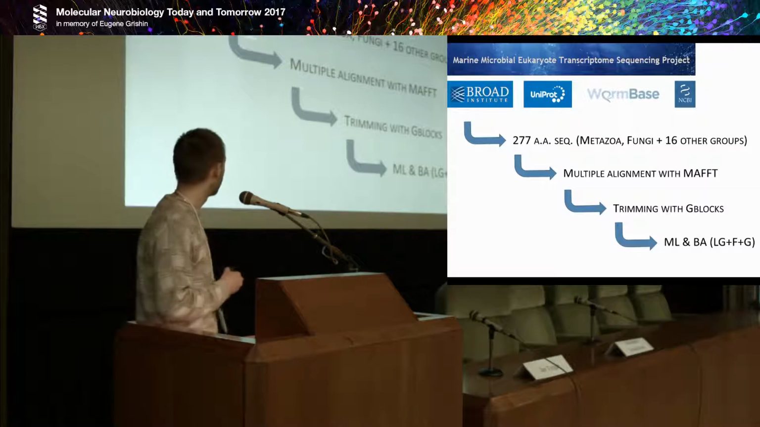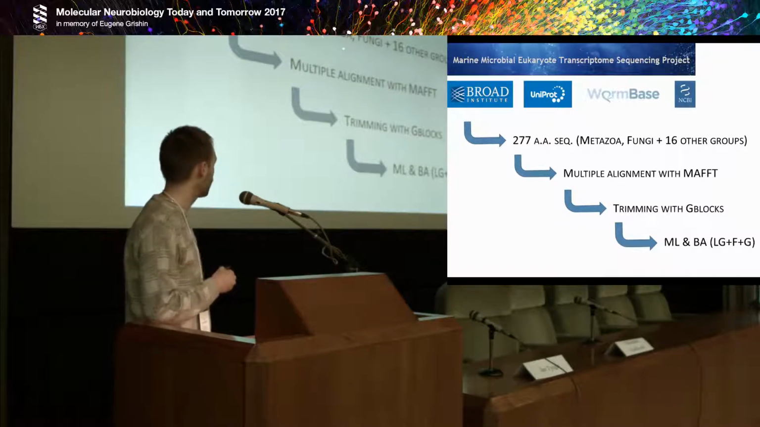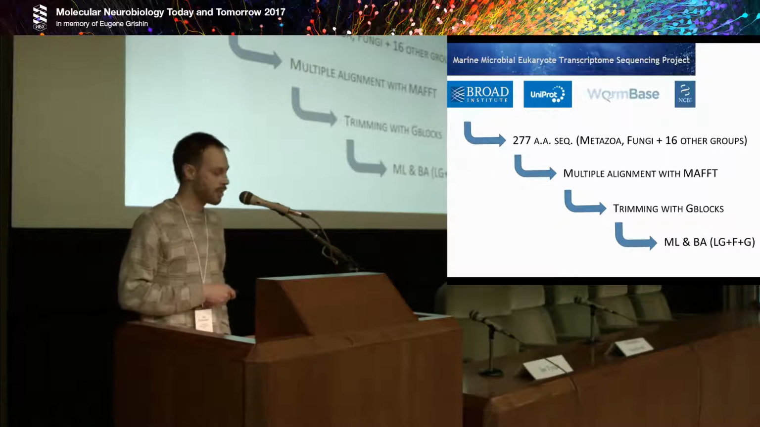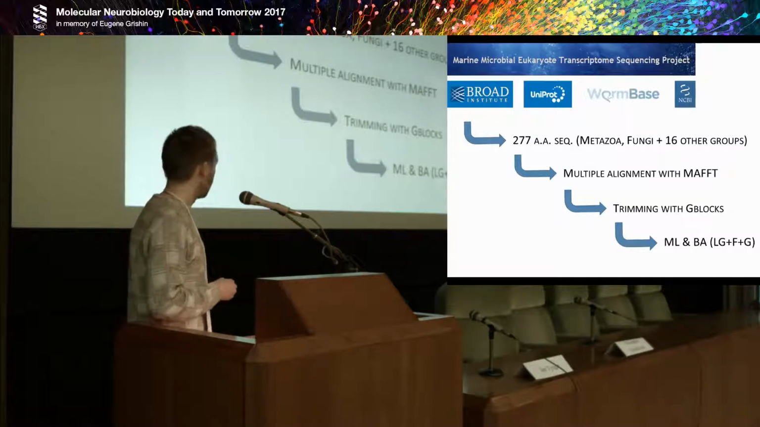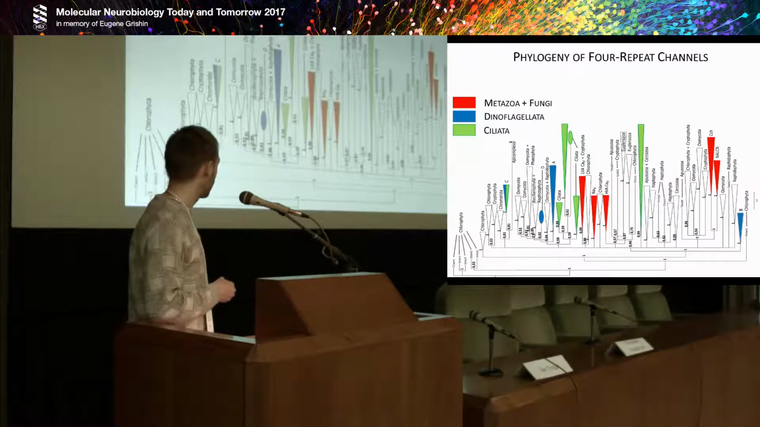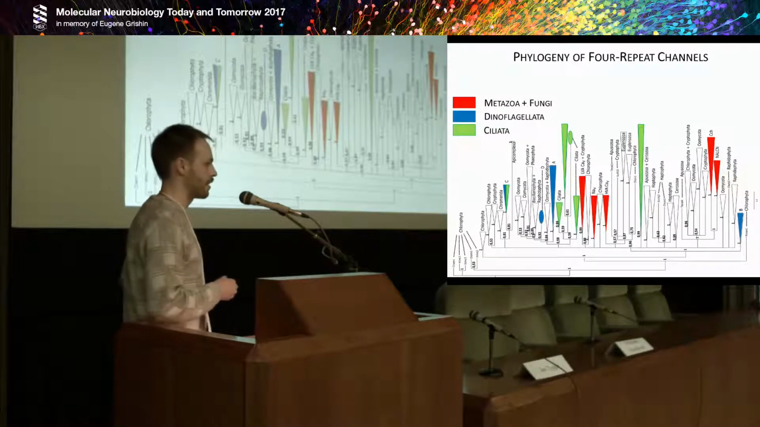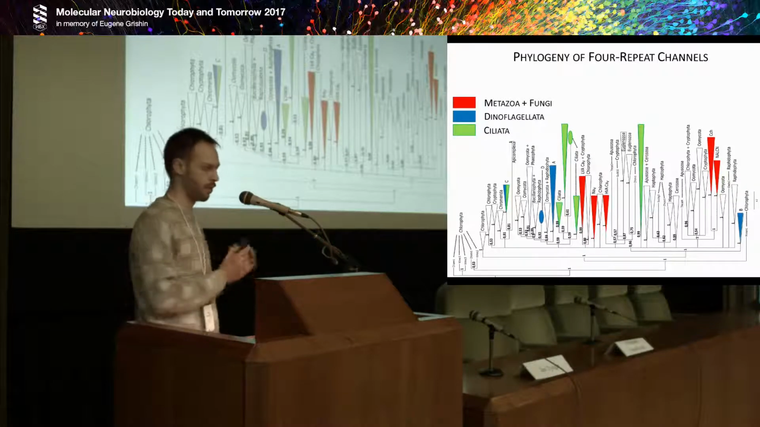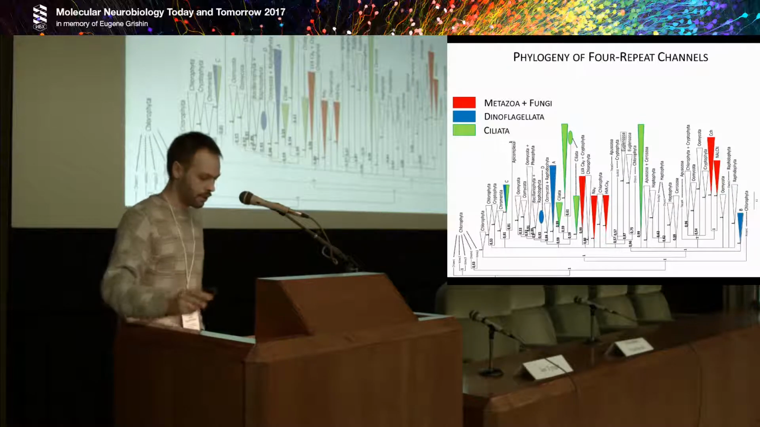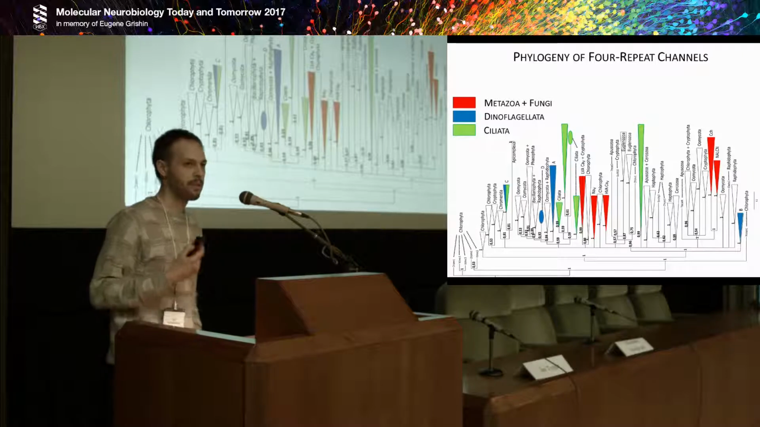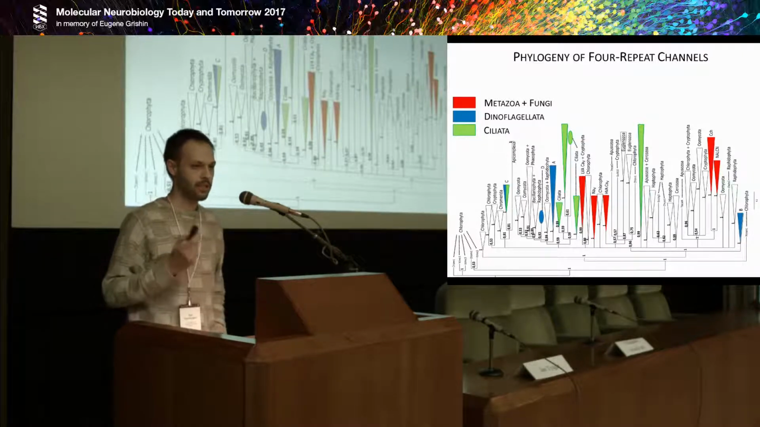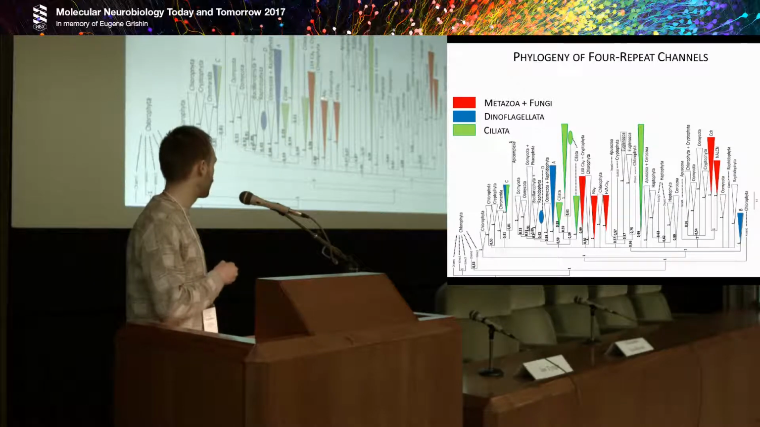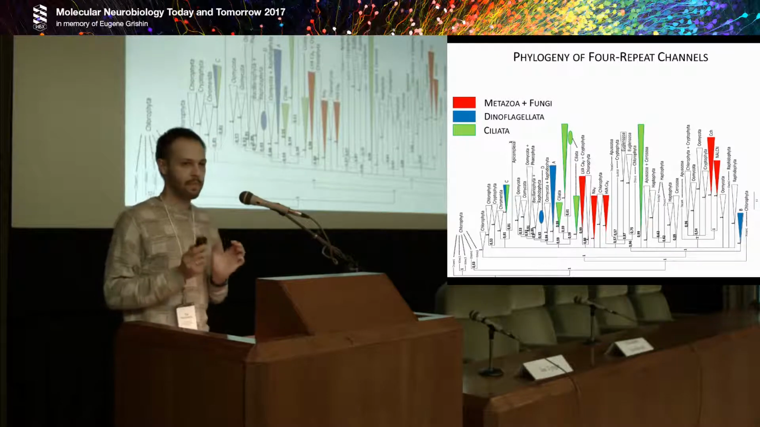So, we found 277 amino acid sequences from metazoa, fungi, and 16 other eukaryotic groups, and made a phylogeny with maximum likelihood and Bayesian analysis. This is what we inferred. The 5 subfamilies are in red, and the subfamilies of metazoa and fungi are a group of close relatives here. What we show is that most eukaryotes possess their own subfamilies of 4-repeat channels, which do not cluster with any known subfamily. I mean, not with the calcium subfamily or the sodium subfamily. So they possess their own 4-repeat channels.